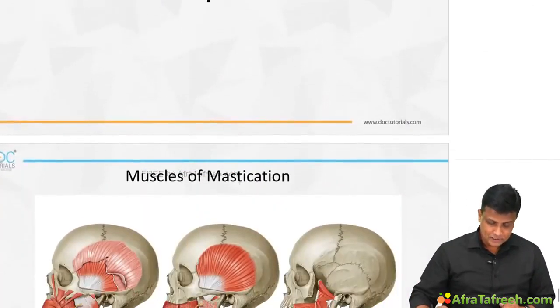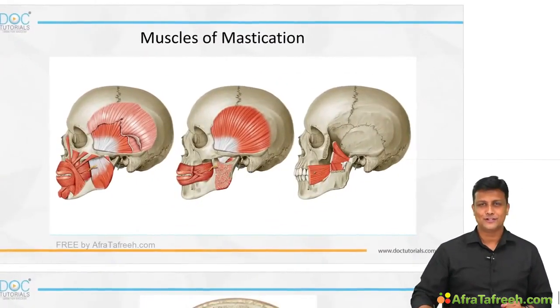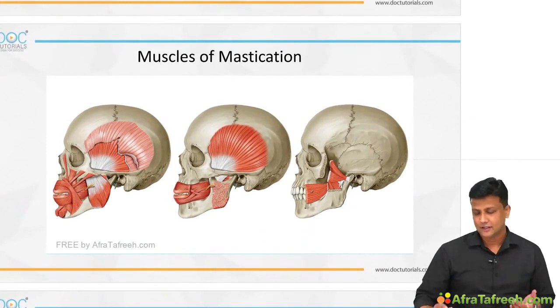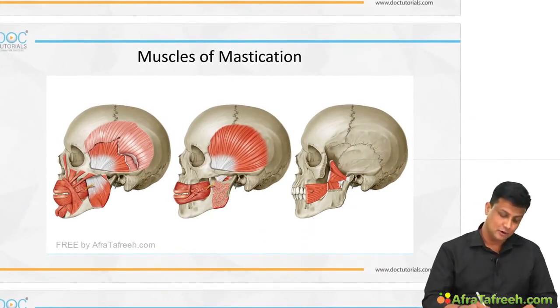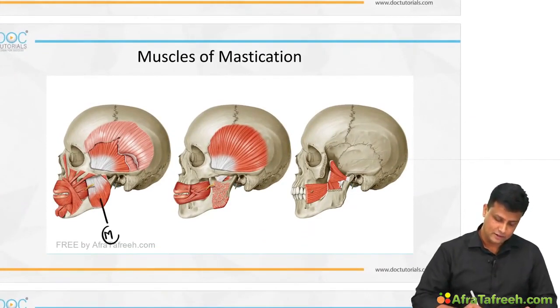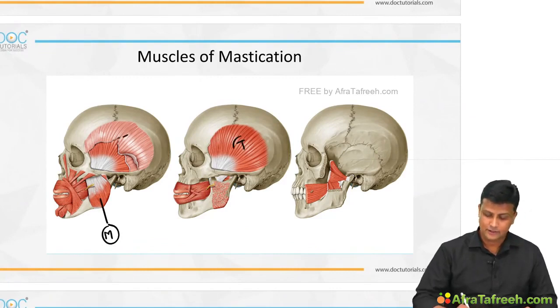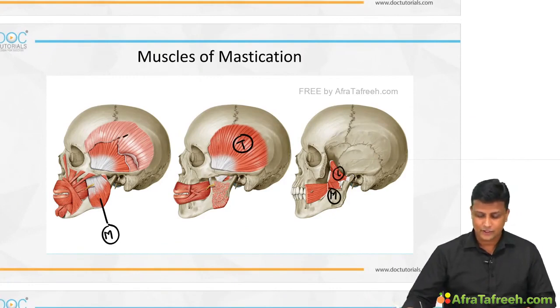Next one, sir. The last and final concept, of course, the muscles of mastication. There are 4 muscles of mastication, you all know very well. This one will be the masseter, and this one here will be the temporalis, and then the lateral pterygoid and the medial pterygoid, guys. Easy to identify.